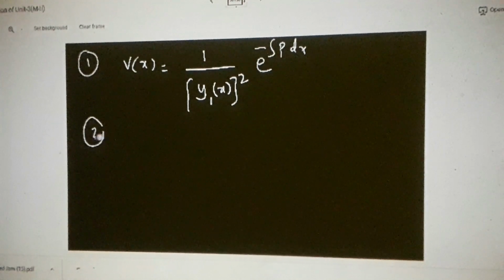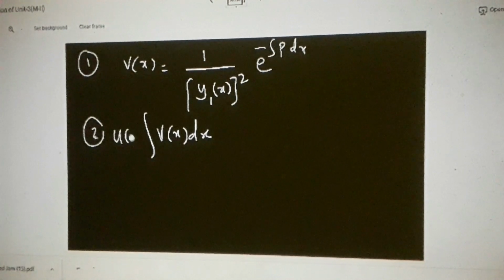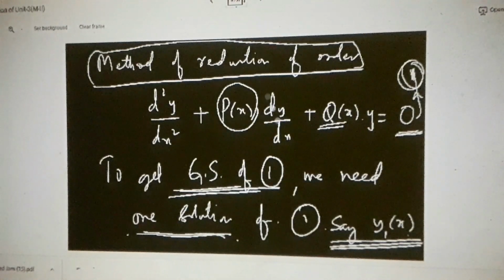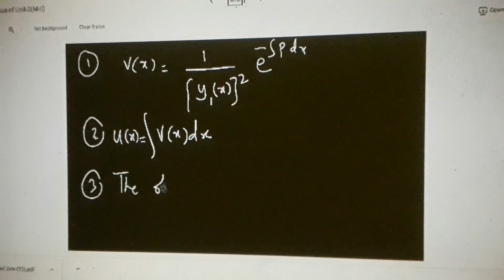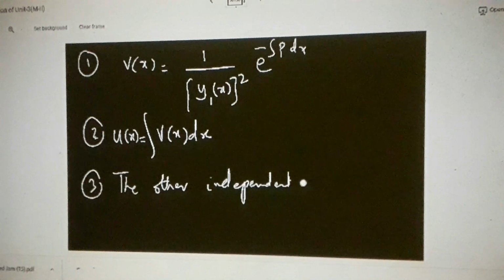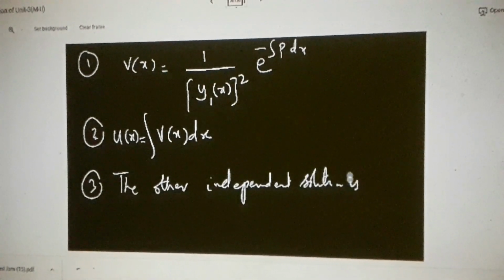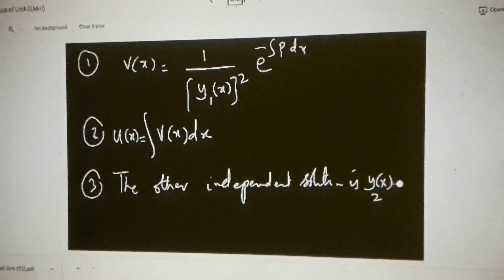After getting that v, you have to integrate this v with respect to x, you will get some function that we call as u of x. And third, the other independent solution, one solution is y1 of x, the other independent solution y2 of x is equal to u of x into whatever you calculated. Because there is no space here, I'll write it in the next step.